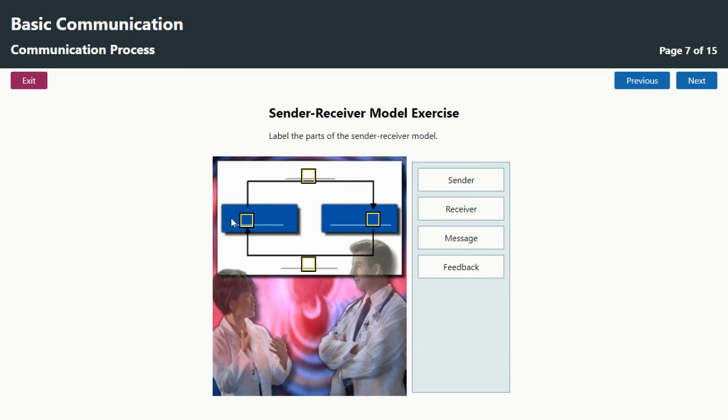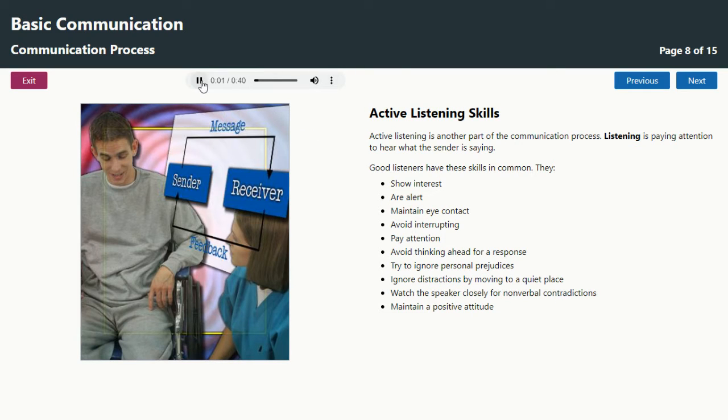All right, this is just the sender-receiver model. I'm not going to go through that. Active listening skills. All right, so active listening skills is another part of the communication process. Listening is paying attention to hear what the sender is saying. Good listeners have these skills in common.